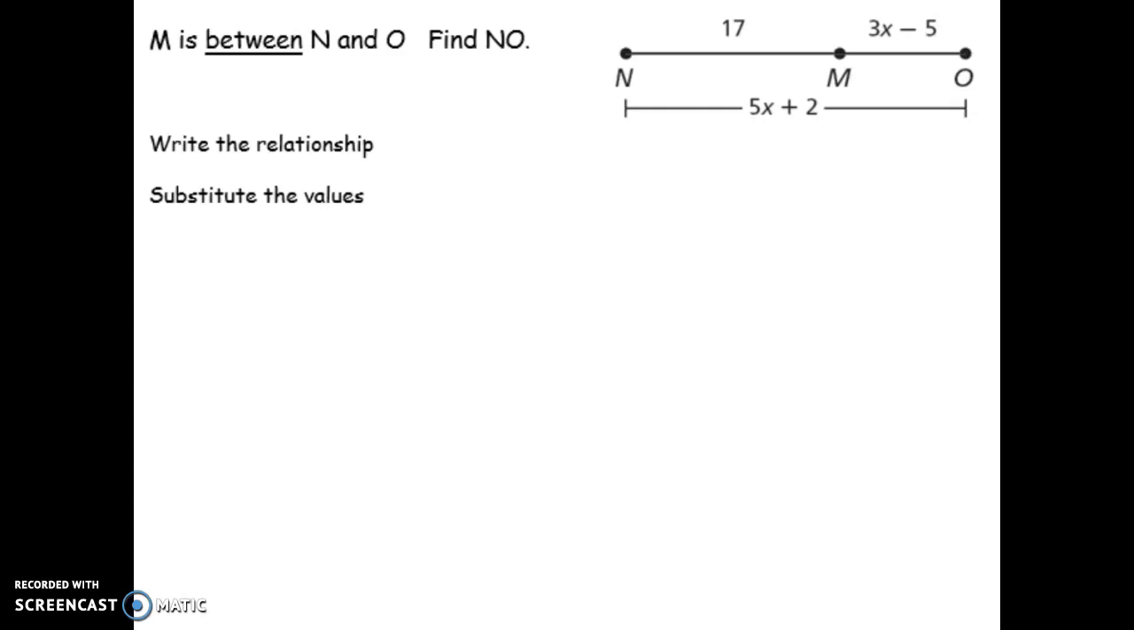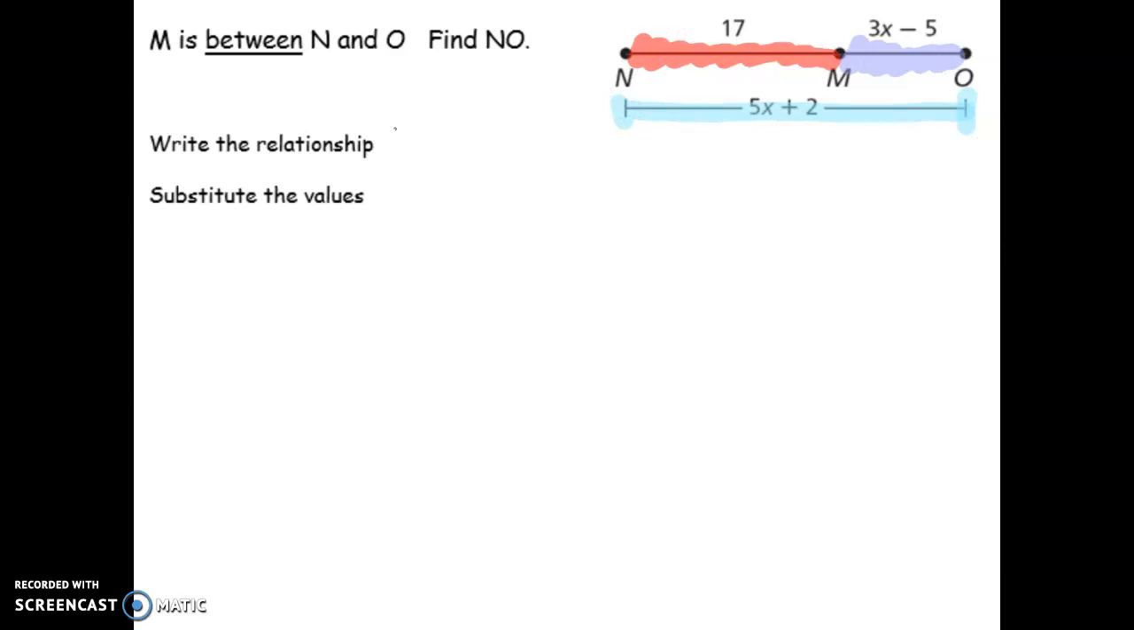The page over to the other side, and now we have another example. So it says M is between N and O, find NO. So now again we want to find the entire segment, which is what these little lines here stand for. So we have to write the relationship. Remember, the segment in its totality, NO, is composed of NM plus MO. So those two parts end up being NO in its totality.